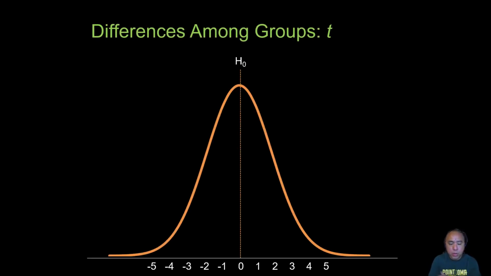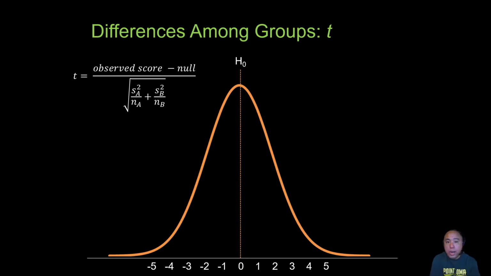Cool. So in my previous video on null hypothesis significance testing, I talked about the t-distribution, and the t-score gives you the distance that an observed score is away from the null in this case.